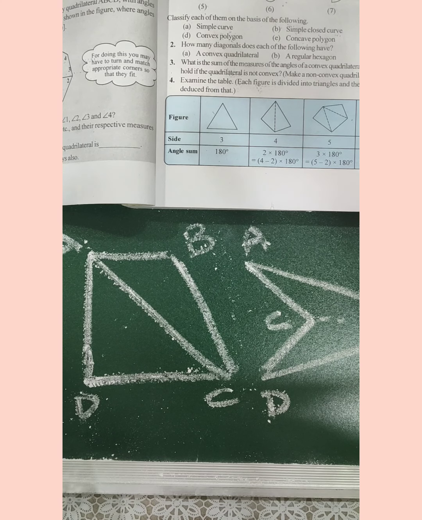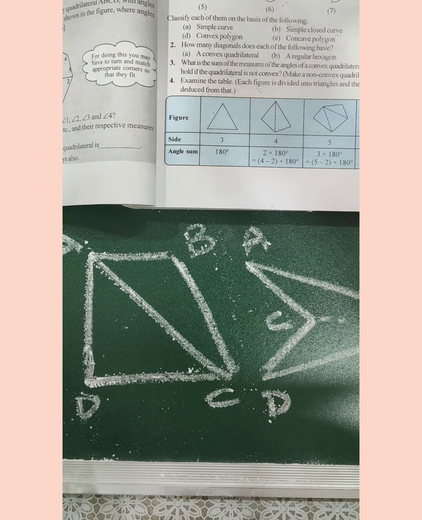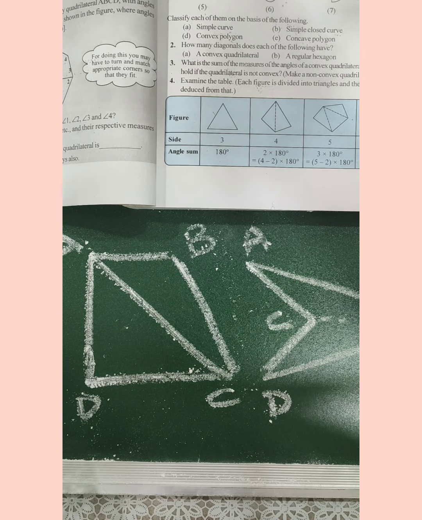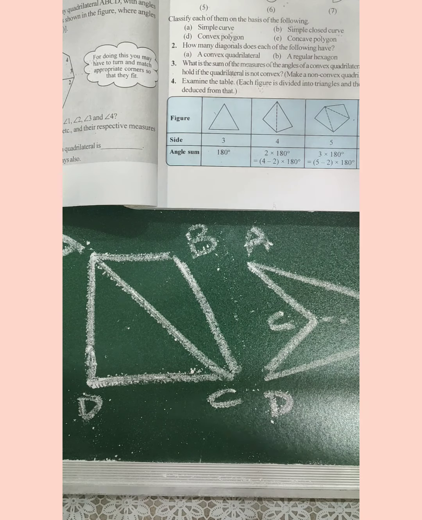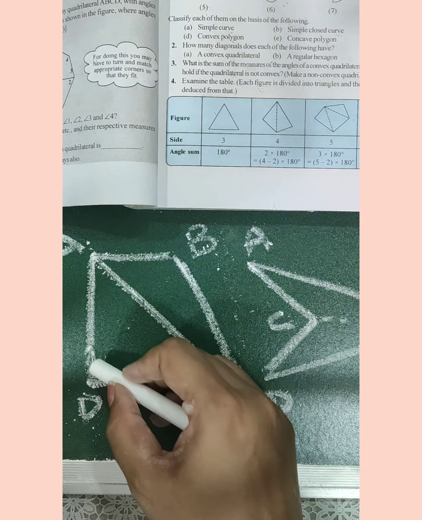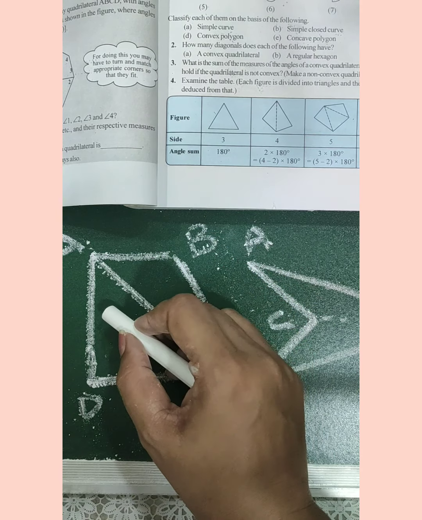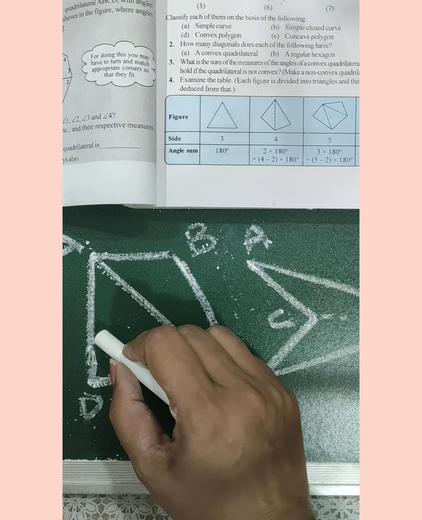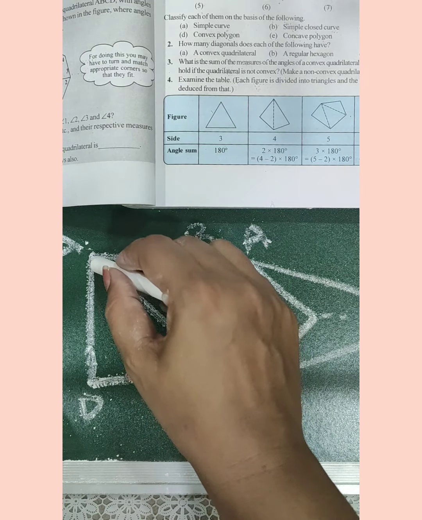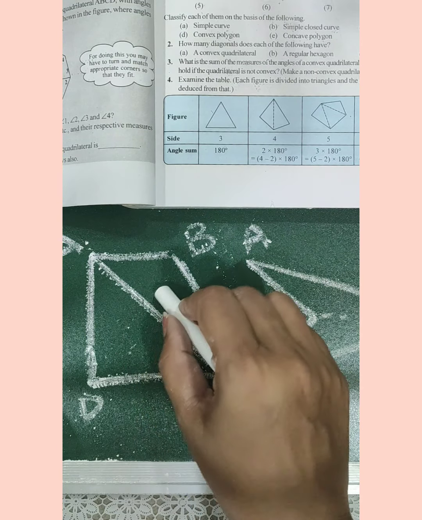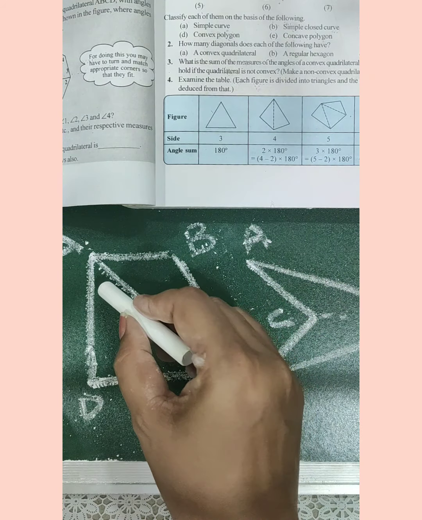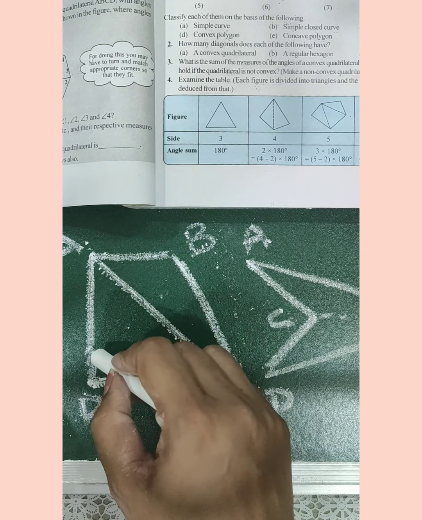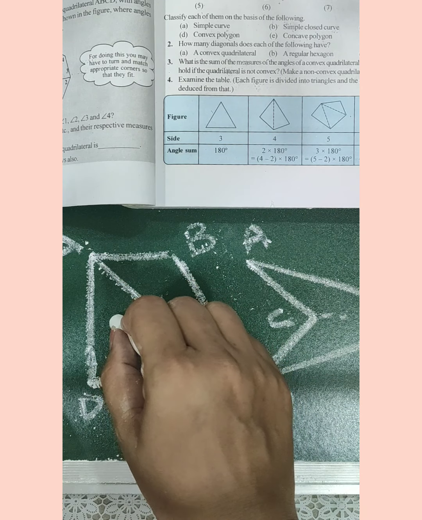Now question 3. What is the sum of the measures of angles of a convex quadrilateral? Will this property hold if the quadrilateral is not convex? Make a non-convex quadrilateral and try. As you can see here, I have drawn a convex quadrilateral. We have to check whether the property will hold for the convex quadrilateral or not. So if I draw a diagonal, I am going to get two triangles, triangle ADC and triangle ABC. So according to the angle sum property, the measure of all three angles will be 180 degrees.